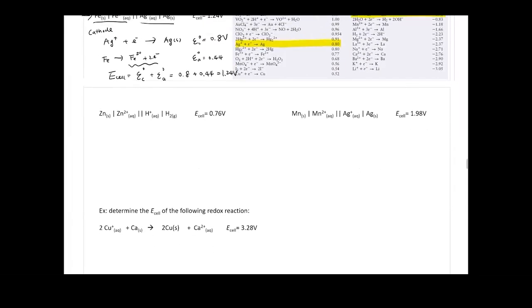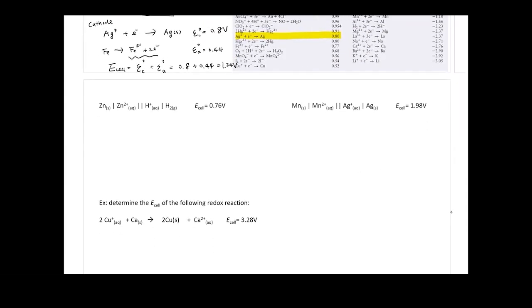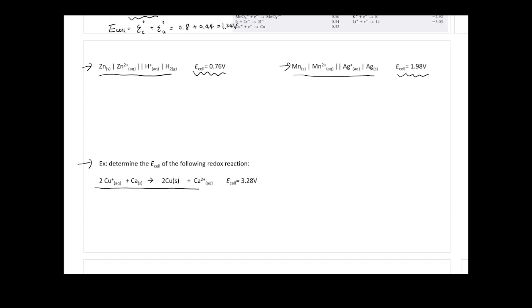Here are a couple more examples you can practice yourself. Using the same analogies from the previous slide, I want to calculate this, and hopefully you can get the correct answer yourself. Here is a question that many of you are going to make a mistake on, and the reason is simply because I intentionally put a 2 in front of this species. So don't get confused, even though you see these coefficients. The standard reduction potential is the same because it is an intensive property.